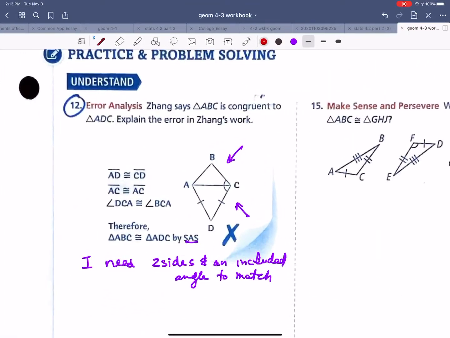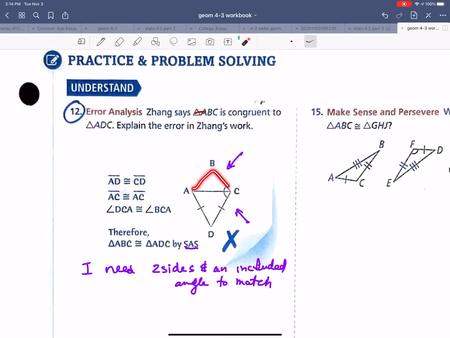Let's take a look at question number 12. It says, Zhang said ABC is congruent to ADC. Now these really do not look like the same size. Let's explain what he did. First, the given information said AD is congruent to CD. Then they said AC and AC are equal, so that I would agree with. Then they also said this angle at C is congruent to this angle at C. So what does my evidence spell?